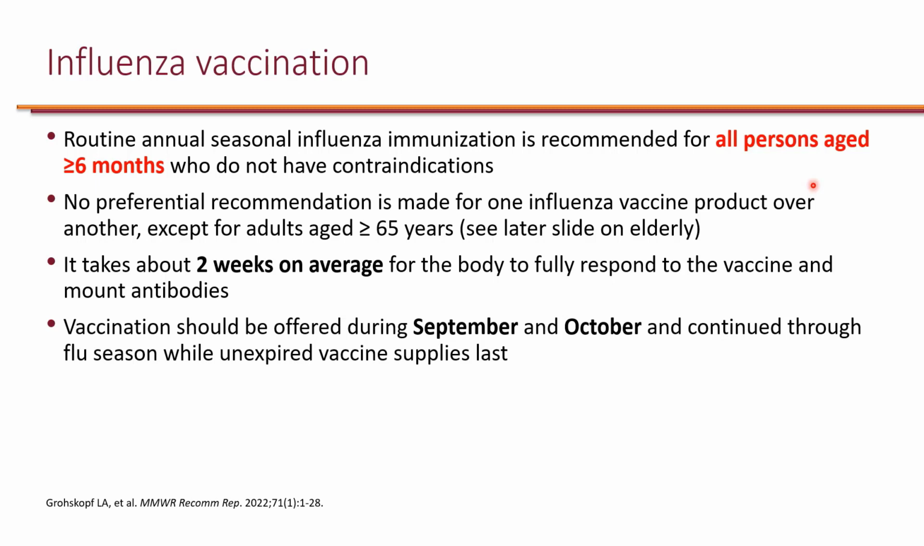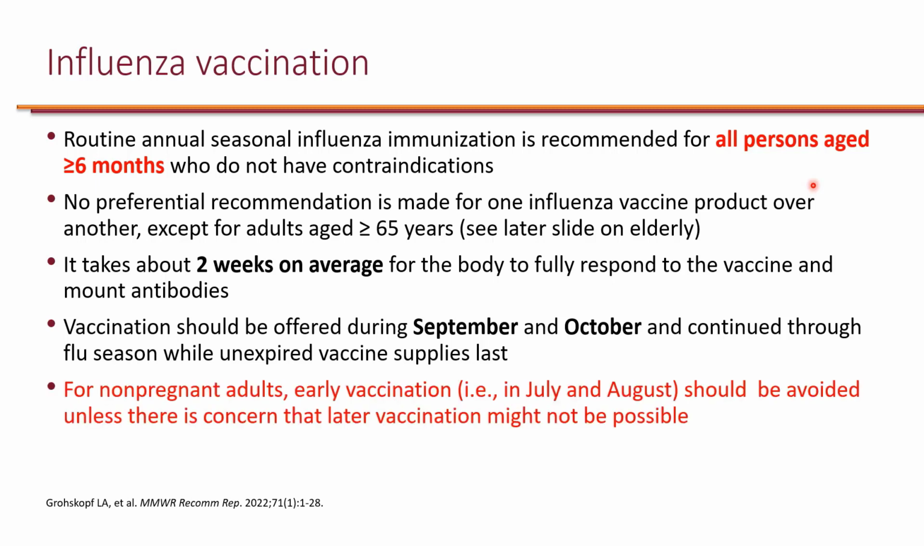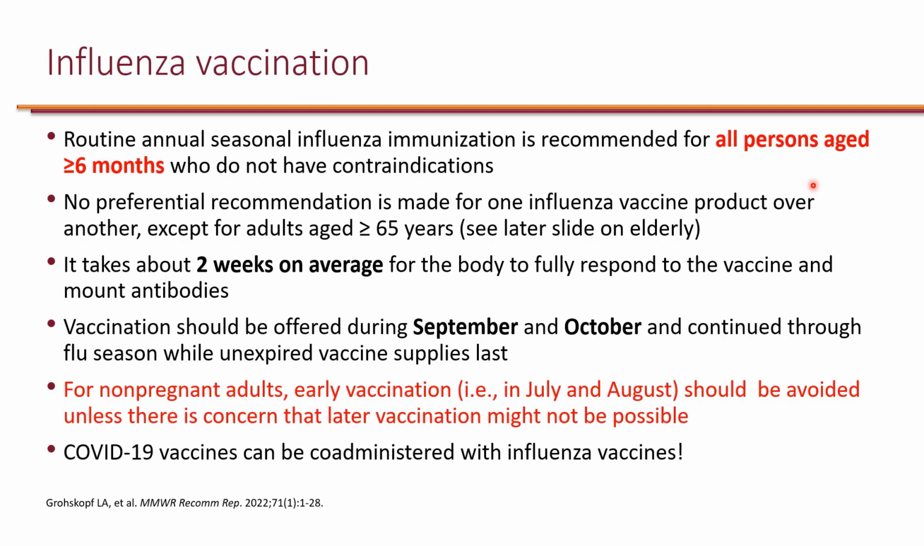And for non-pregnant adults, early vaccination, for example, when the vaccine becomes available in July and August, should be avoided unless there is concern that the later vaccination might not be possible. So, if somebody's in their third trimester in July, for example, they may go ahead and receive the vaccine. We'll talk more about vaccination during pregnancy on a later slide. And of course, COVID-19 vaccines can be co-administered with influenza vaccines. It's been shown both safe and effective.